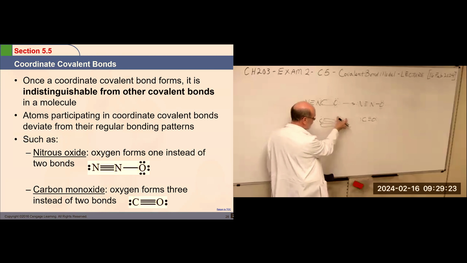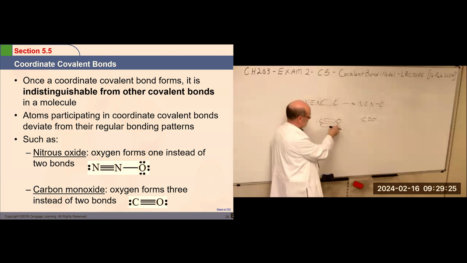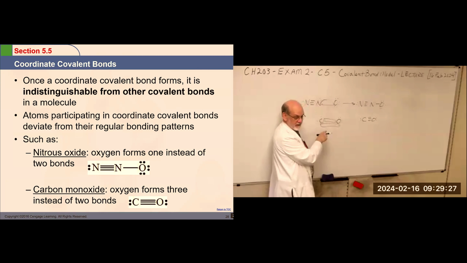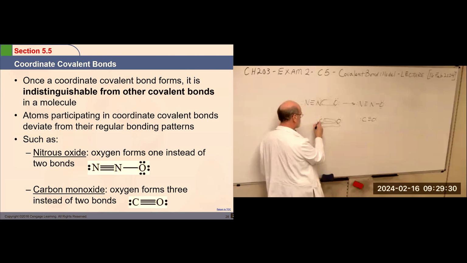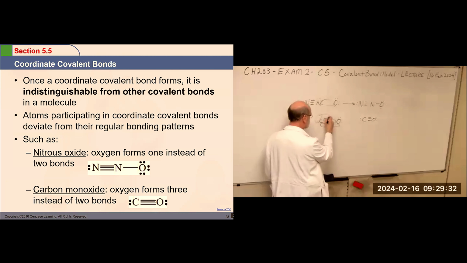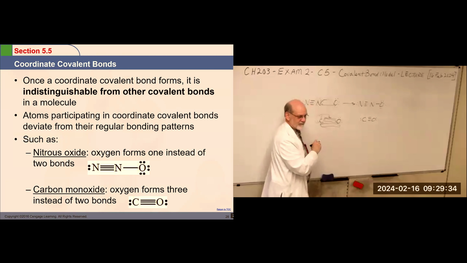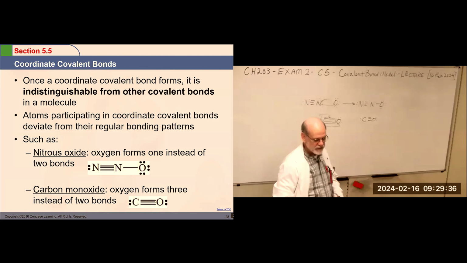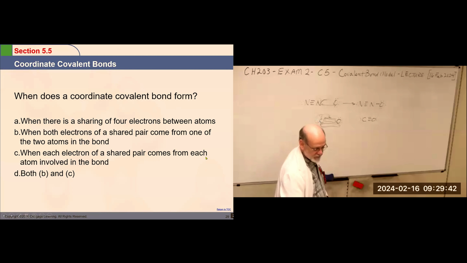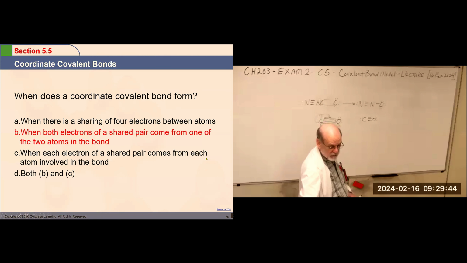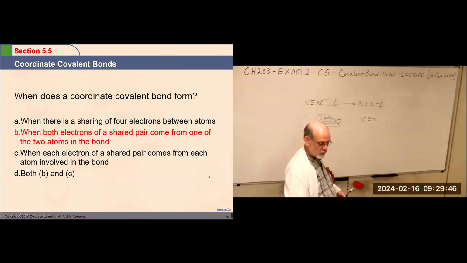So oxygen's already got its octet with those two bonds. But carbon doesn't. So it takes these two and puts them into a bond here. That's how it does it. That's a coordinate covalent bond. Took me a minute. Now it makes sense. So a coordinate covalent bond forms when both electrons of a pair come from one atom.